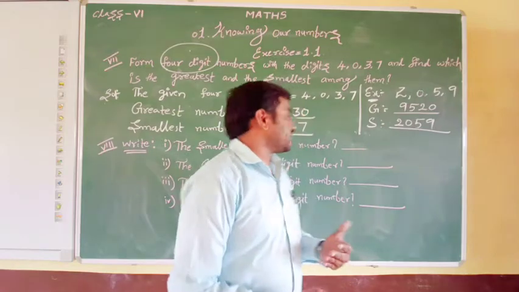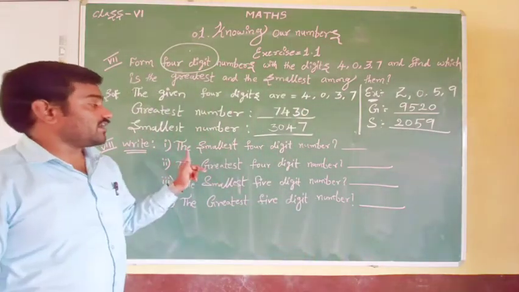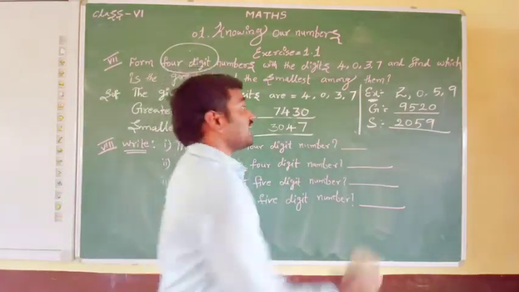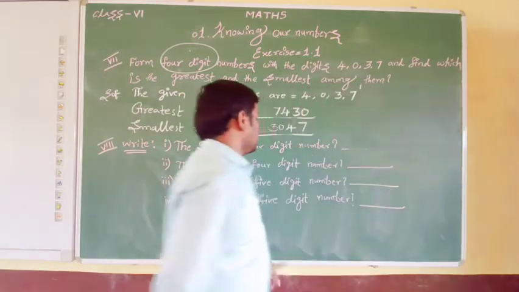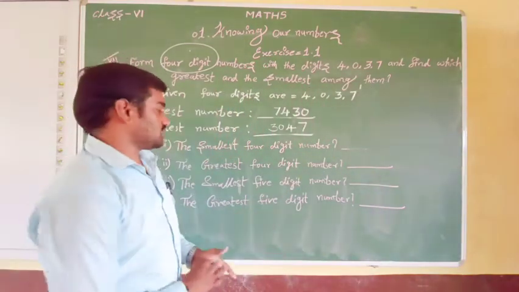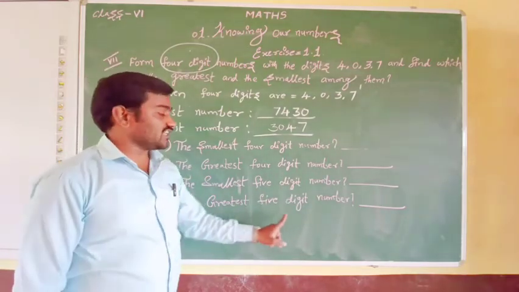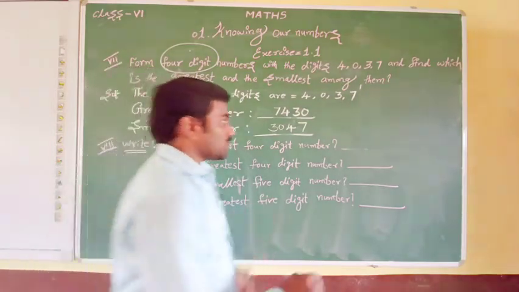Okay, now the next bit, 8th bit. Very easy. Write the smallest 4-digit number. And the greatest 4-digit number is the second question. The smallest 5-digit number is the third question. The greatest 5-digit number is the fourth question. So smallest to greatest, you remember this.